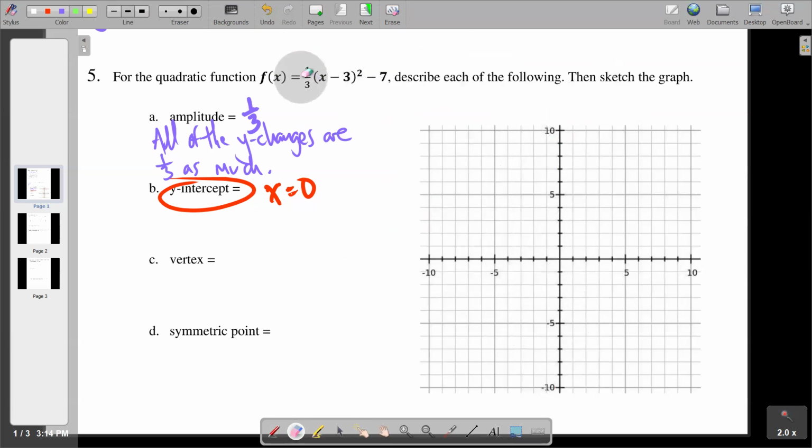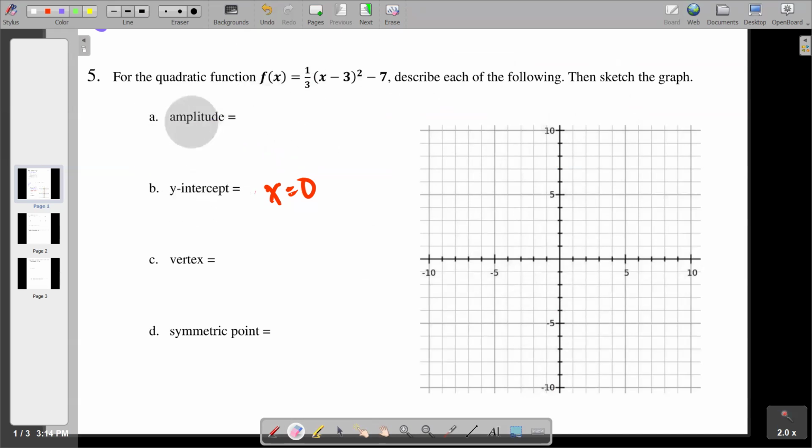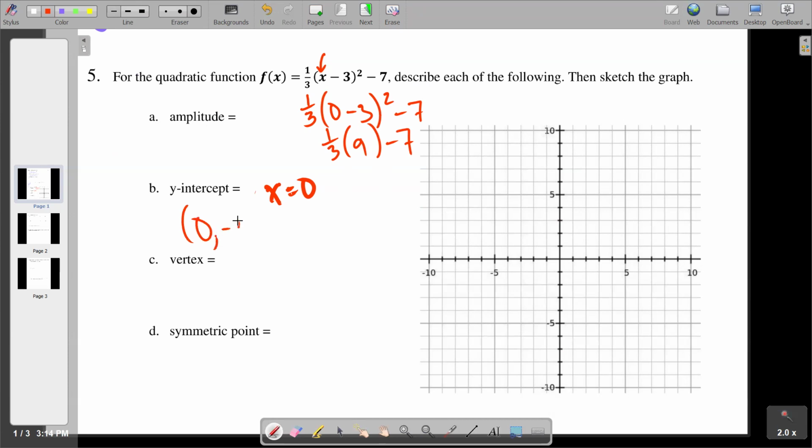So here it goes. Up here in this equation, we're going to change x into 0, right where this little arrow is pointing. Boop. So it's going to say 1/3 of (0 minus 3) squared minus 7. What's 0 minus 3? -3. What's -3 squared? 9. What's 1/3 of 9? 3. And what's 3 minus 7? -4. So we can say that the y-intercept is at (0, -4).